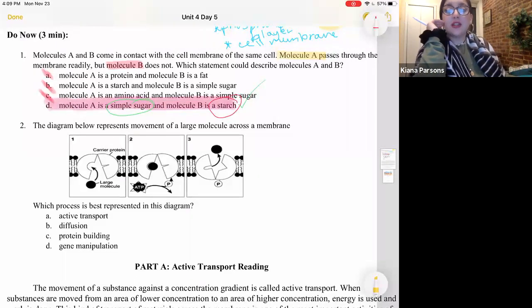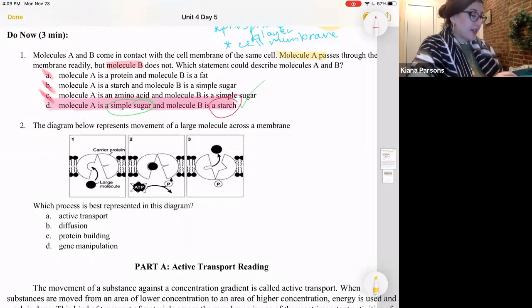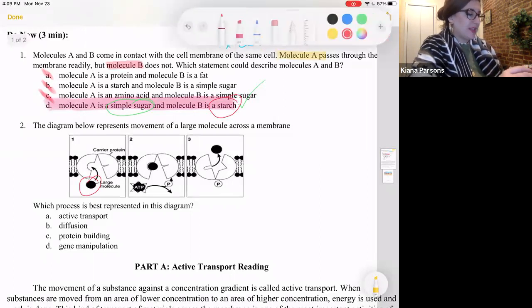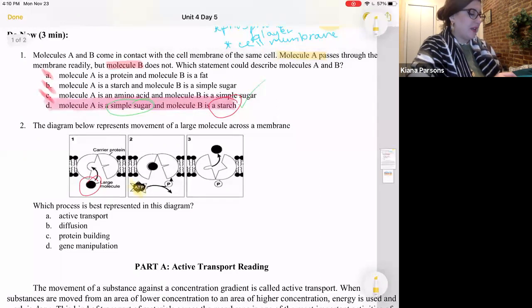The second question, the diagram below represents movement of a large molecule across a membrane. So we can see here this carrier protein, this is one of the protein channels embedded in the cell membrane. So this is a large molecule, and this is how large molecules can get into the cell, like proteins. Proteins pass through proteins. And we can see here in the next image, this is ATP. True to form, it's depicted with that little sunburst, right? And this is a phosphate group.